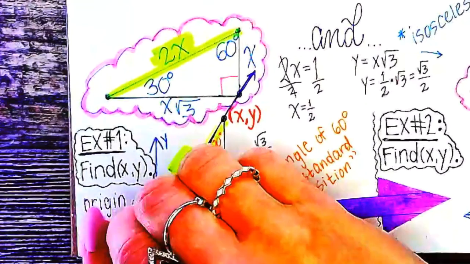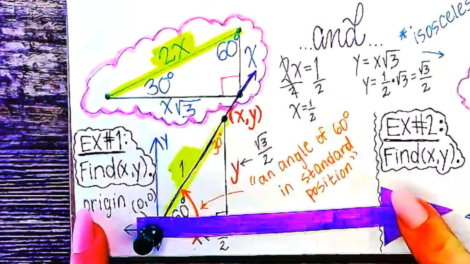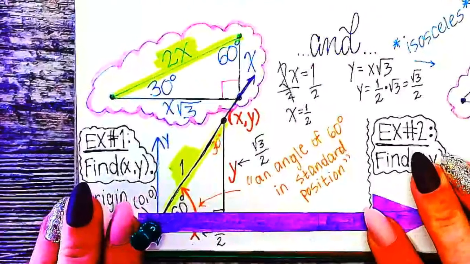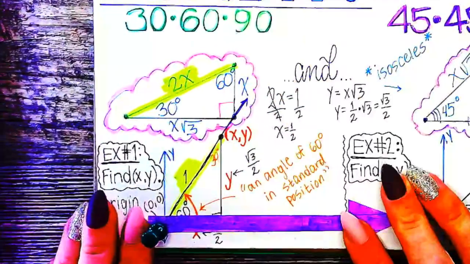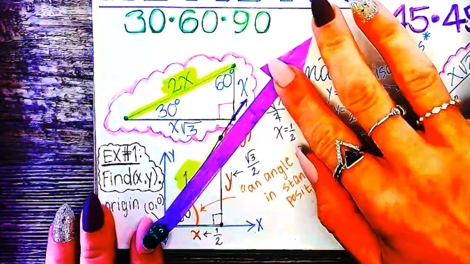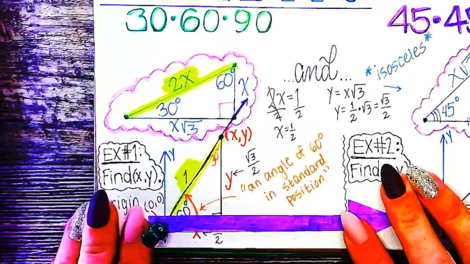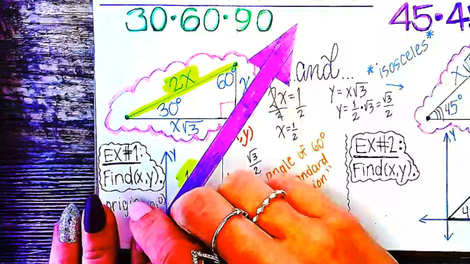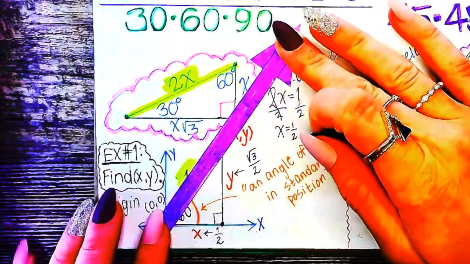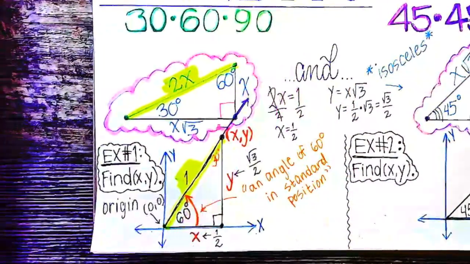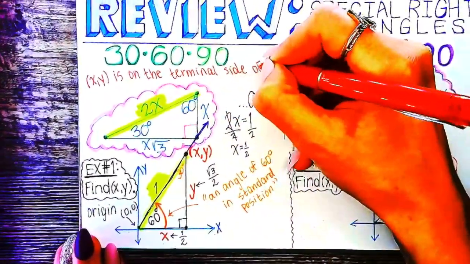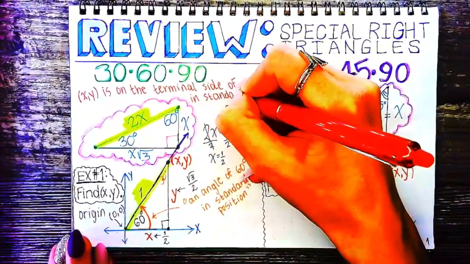Earlier, we mentioned that this angle of 60 degrees happens to be drawn out in a very special way. This angle is in what we call standard position. It starts on the positive x-axis, and it sweeps up in the counterclockwise direction, which represents a positive 60-degree angle. Since this purple arrow is passing through the point x, y, we can say that this point is on the terminal side of a 60-degree angle in standard position.